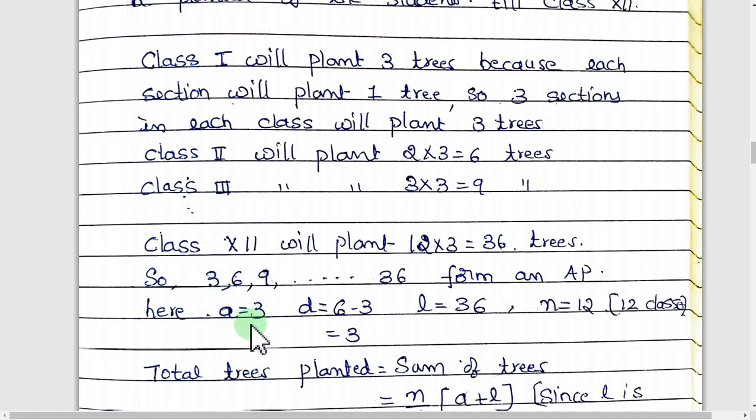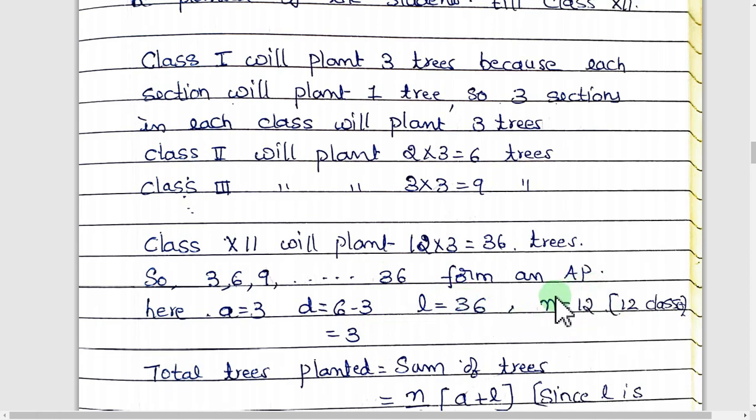So here A is the first term, and D is 6 minus 3. Since it is in AP, you don't have to find D using more than one pair of terms. D is just A2 minus A1, which gives you 3. We also know here that the last term is 36.